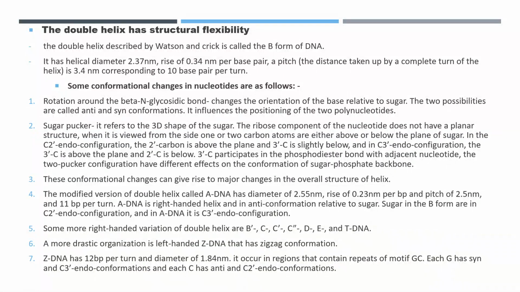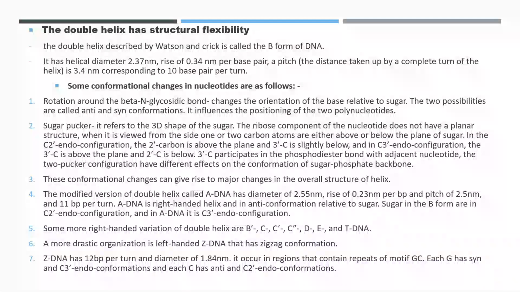Third, the modified version of the double helix called A DNA has a diameter of 2.55 nanometers, a rise of 0.23 nanometer per base pair, and a pitch of 2.5 nanometers with 11 base pairs per turn. A DNA is a right-handed helix and in anti conformation relative to the sugar. Sugars in the B form are in C2' endo configuration and in A DNA it is the C3' endo configuration.